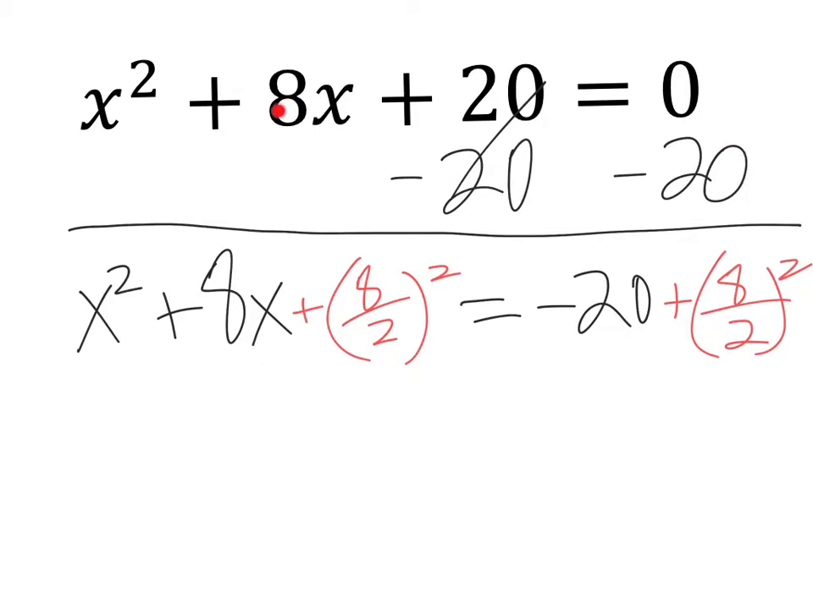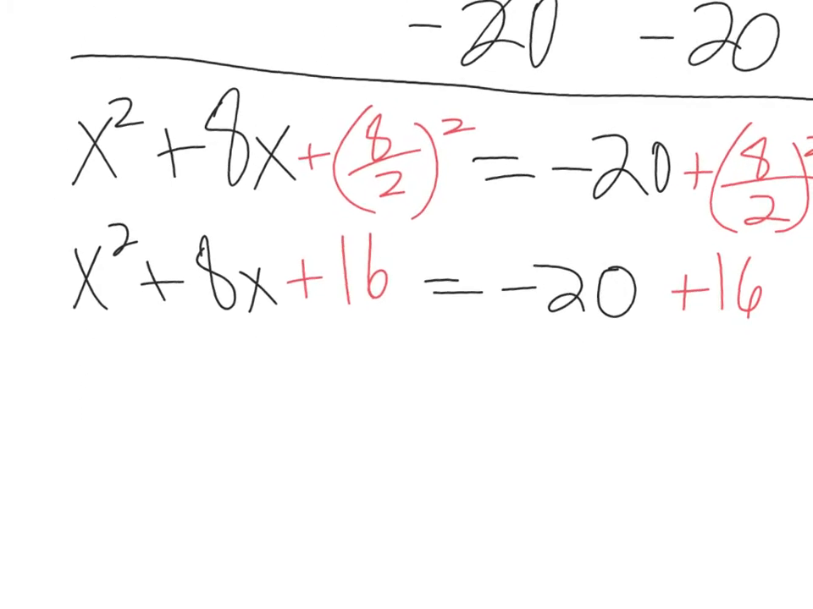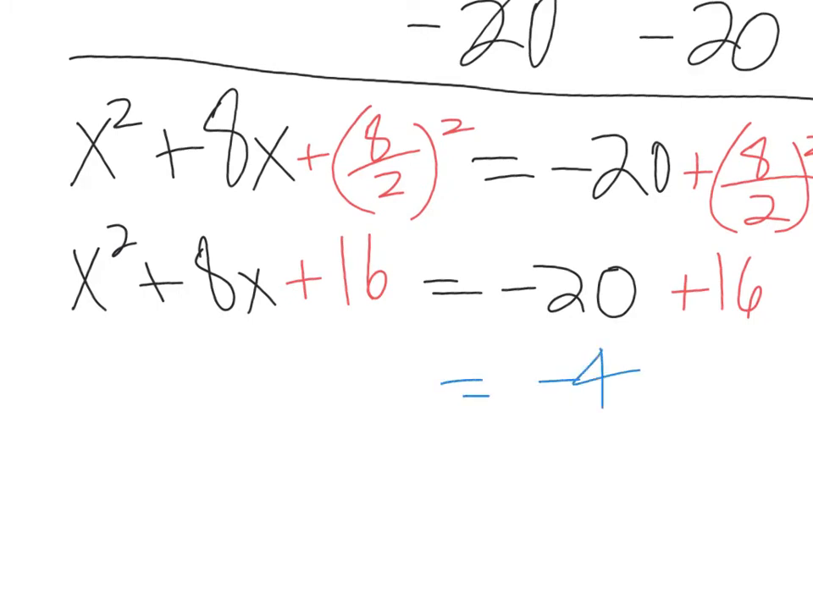That b term is 8, so I'm going to write 8 over 2 squared on both sides. 8 divided by 2 is 4, and 4 squared is 16, so I'm adding a 16 to both sides. Bring the rest of the problem down, and now it's time to simplify. Negative 20 plus 16 will equal negative 4, and then x squared plus 8x plus 16 will factor to get x plus 4 squared. How did I know that so quickly?